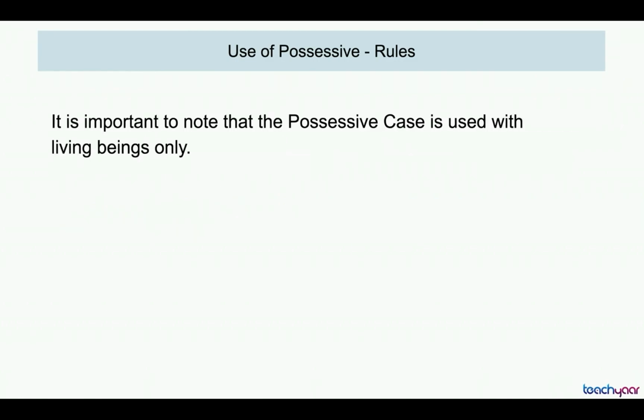Now, one thing that we must remember is that the possessive case is used with living beings only. Sometimes, when we talk casually, we just make sentences without really thinking about the grammar. But it is important to note that the possessive case is used with living beings only. Let us see a few examples. The jacket's color is striking. We do talk like this sometimes, very casually. But actually speaking, this is incorrect because the jacket is an inanimate object. So we do not use this.